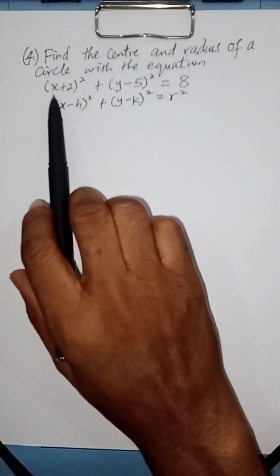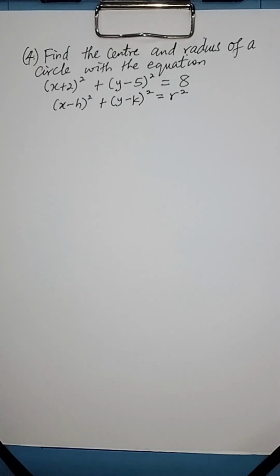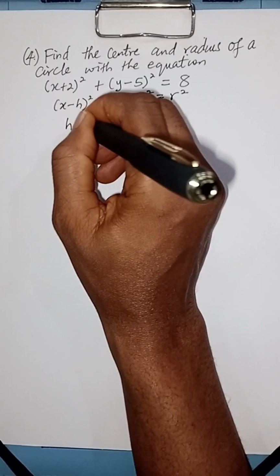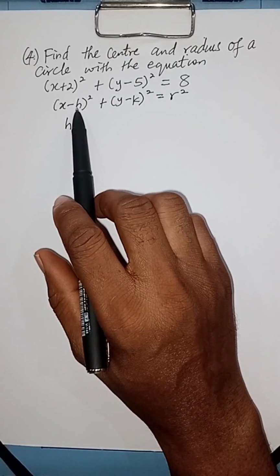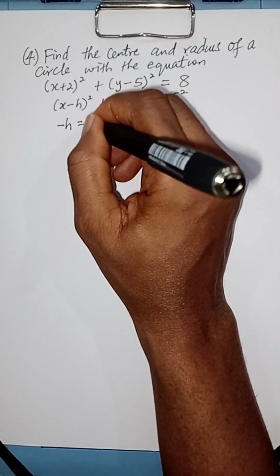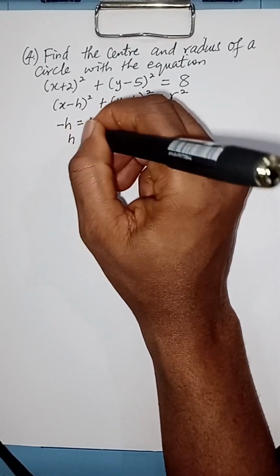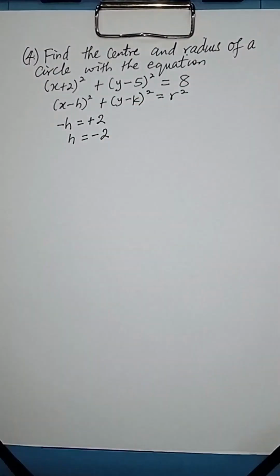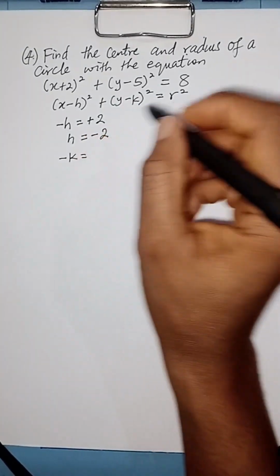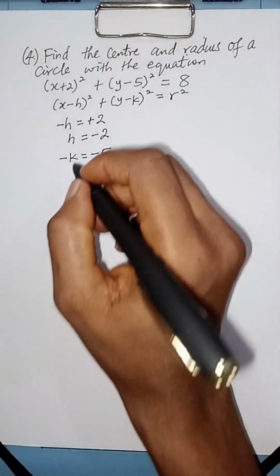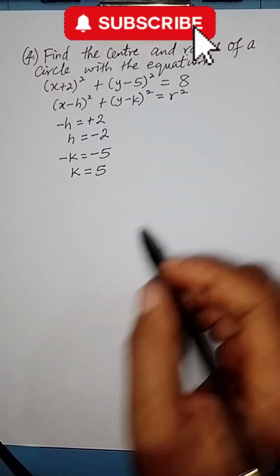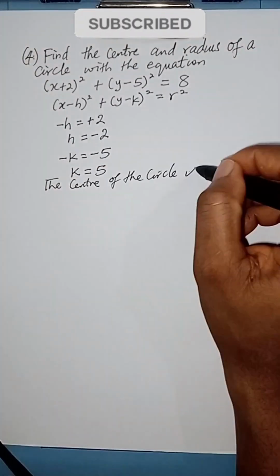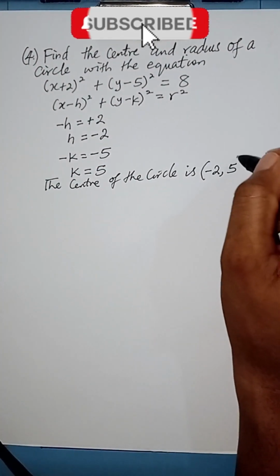Now, the given equation is this. So if you compare, it is easy for you to get the center of the circle. What will be the value of h? The value of h is this 2. But if you notice, this is minus h. So it's like saying minus h is equal to plus 2. And if you divide both sides by minus 1, h will be equal to minus 2. Now this is k. So this is minus k equal to minus 5 in the same position. And if you divide both sides by minus 1, k will be equal to 5. So the center of the circle is (-2, 5). So those are the coordinates.